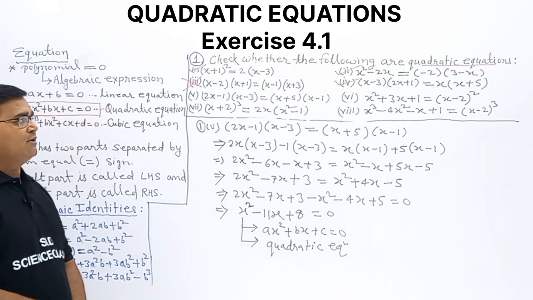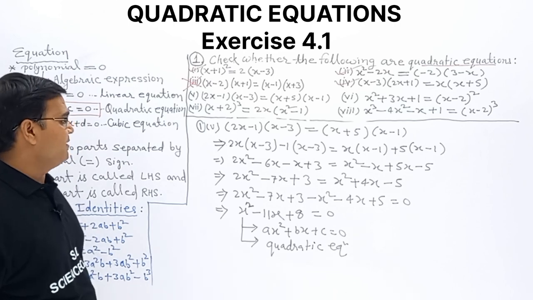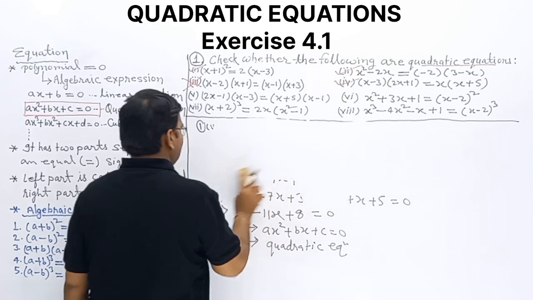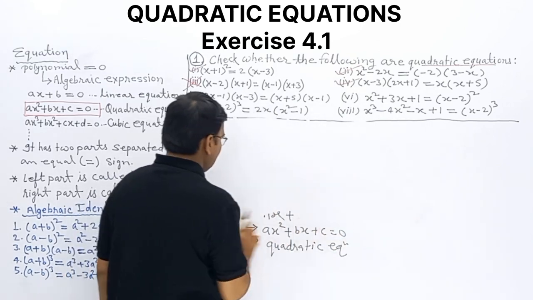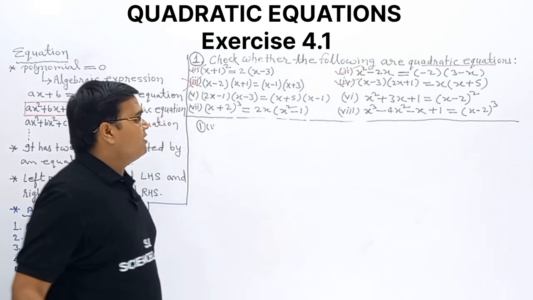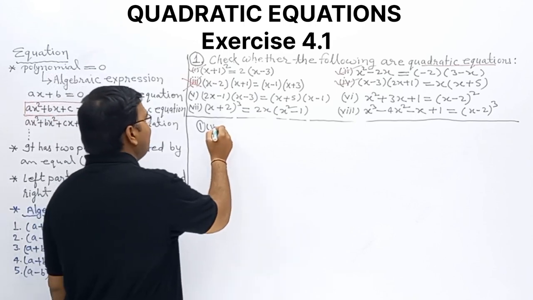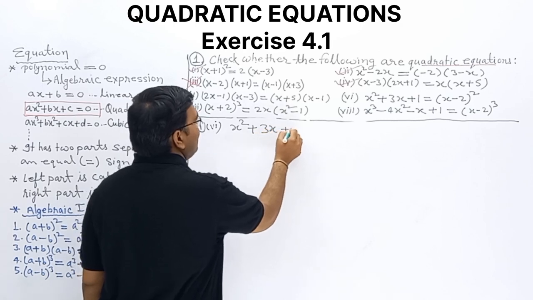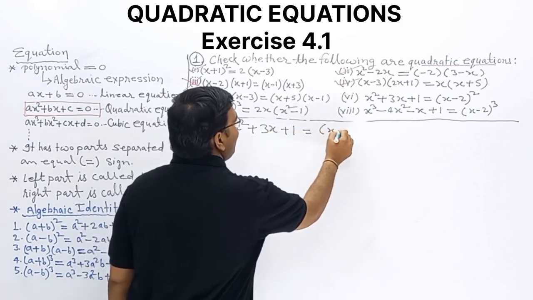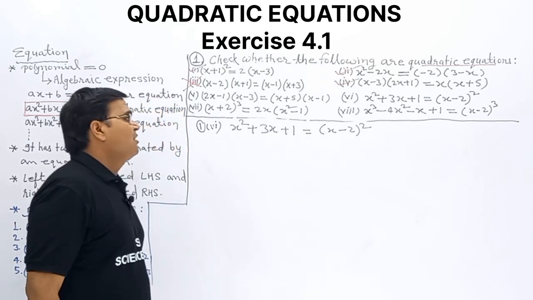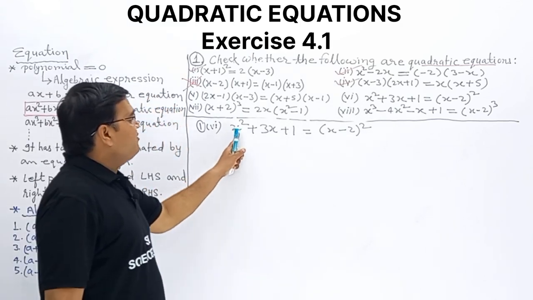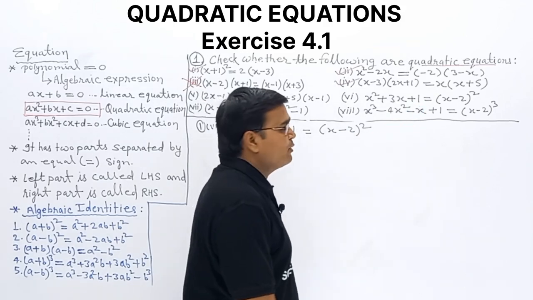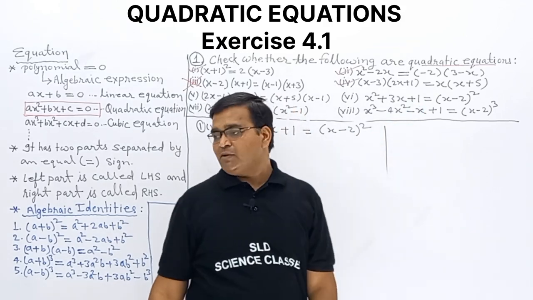Now this one is what? Question number 5. Now observe question number 6th one. Question number 6, we will solve now. Question number 6th one. What about this one? Observe carefully. x square plus 3x plus 1 equal to x minus 2 whole square. In the left hand side we are having x square plus 3x plus 1. In the right hand side we are having x minus 2 whole square, in which we require one algebraic identity.